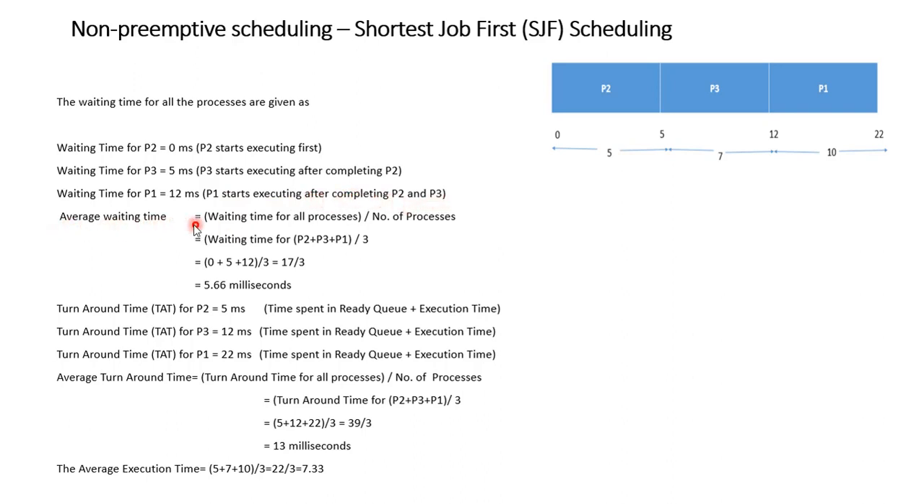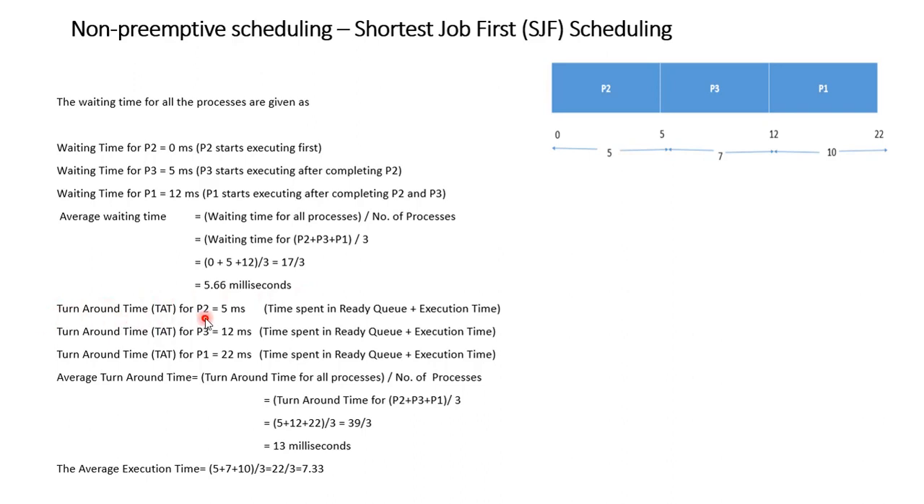Average waiting time is equal to the sum of waiting time for all the individual processes divided by the number of processes. So waiting time for P2 plus P3 plus P1 divided by 3, that will be 5.66 milliseconds. Now turnaround time for each process.